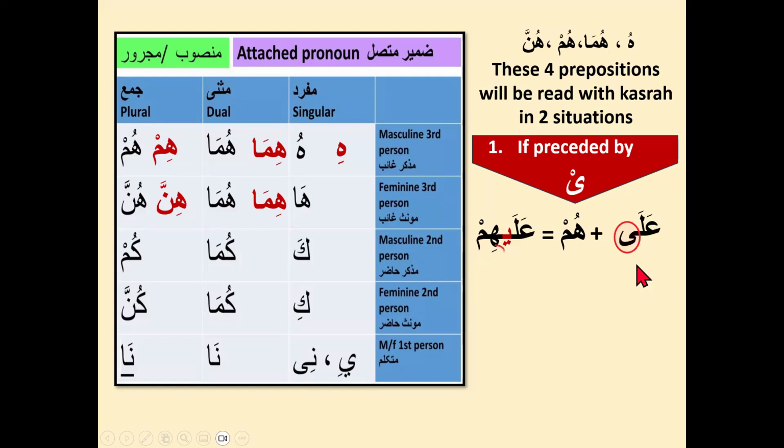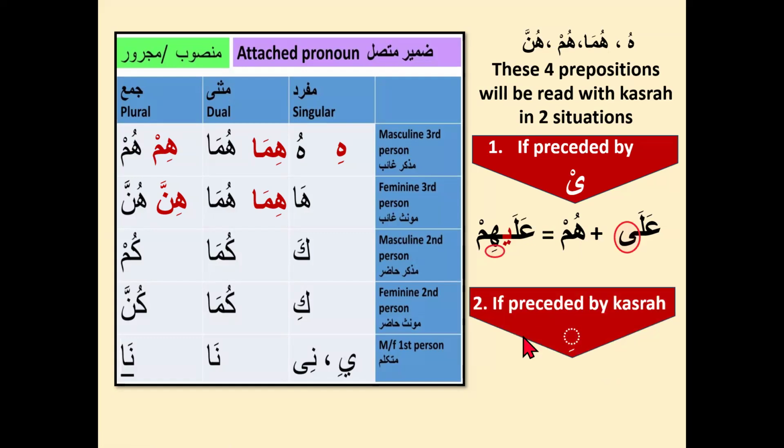Okay, and the second reason now: if these 4 prepositions are preceded by kasra, if there is kasra before it, if there is kasra behind it. Okay, so I will explain the reason. The harfu jar ba has a kasra.